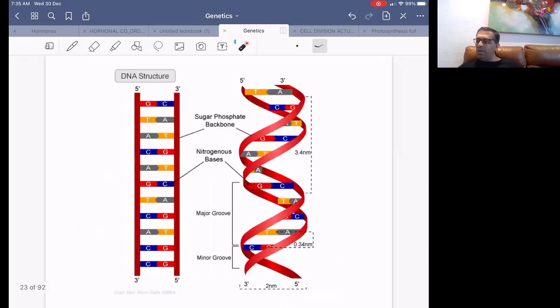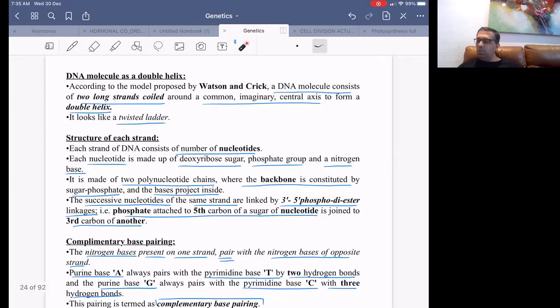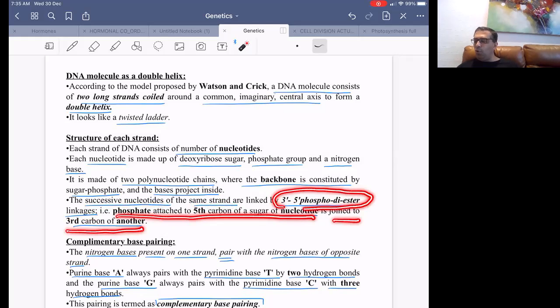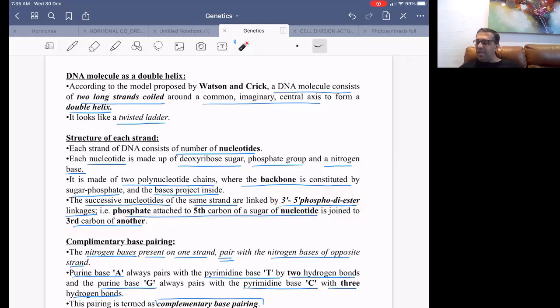And what is the continuation? The successive nucleotides of the same strand are linked together by phosphodiester bonds. And two nucleotides are attached by phosphodiester bonds. The phosphate attached to the fifth carbon of one nucleotide is joined to the third carbon of the next nucleotide by phosphodiester bonds. Then we have complementary base pairing.